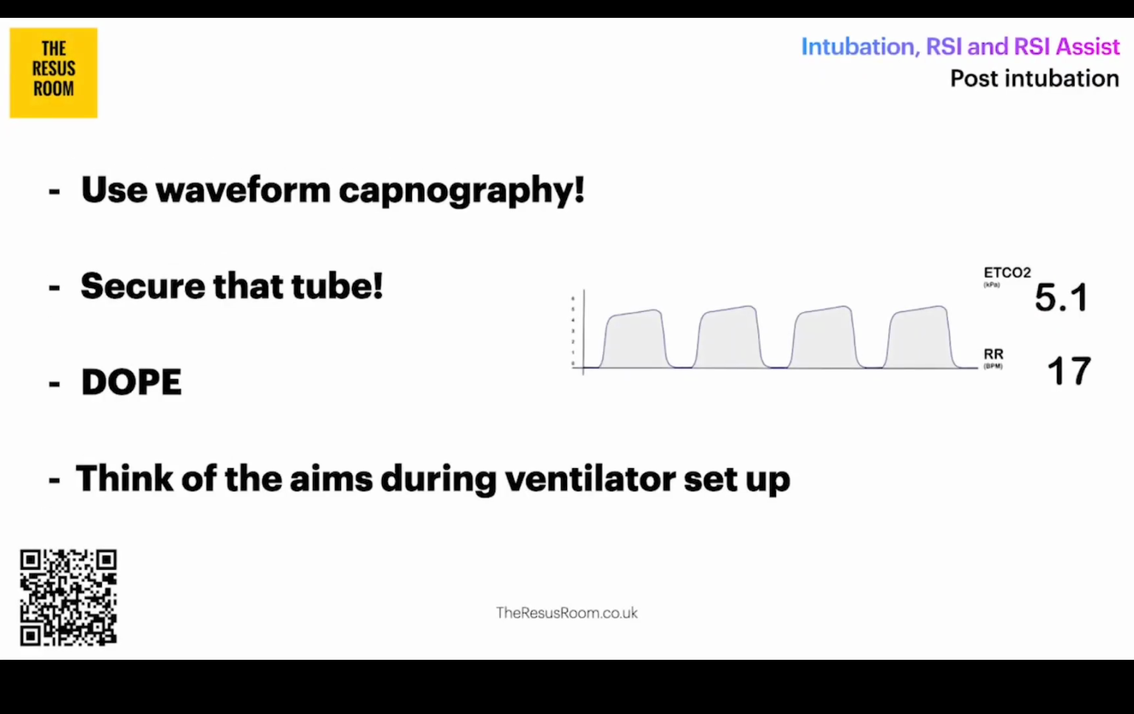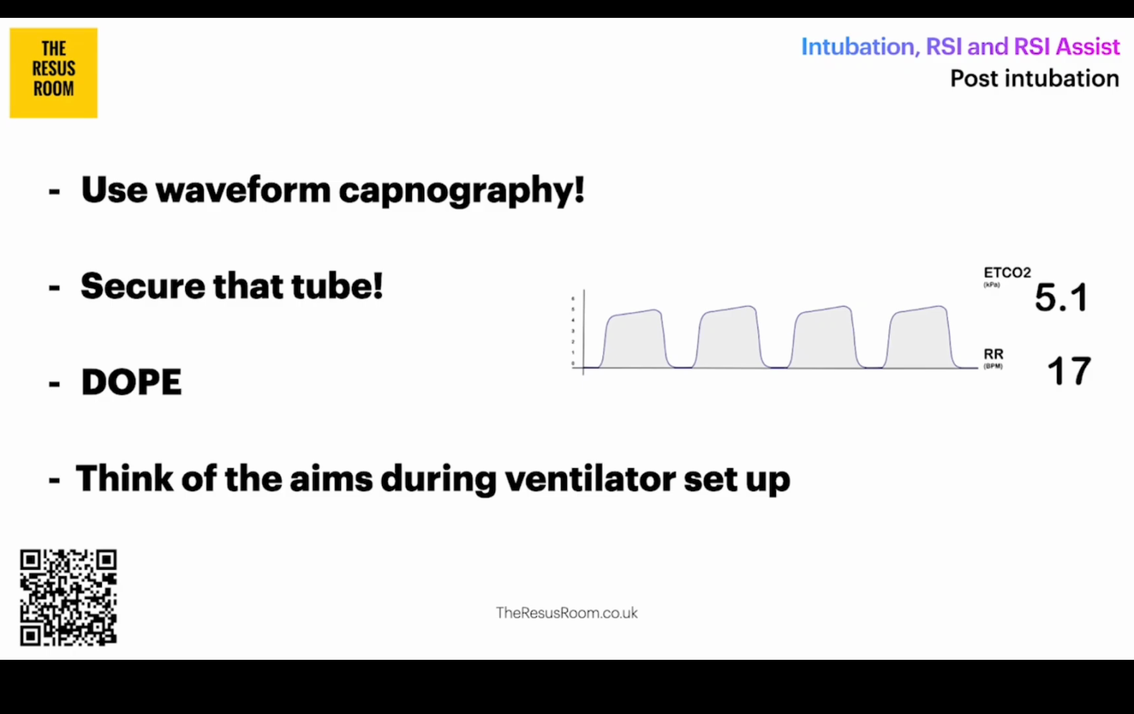So in summary, the gold standard for confirming intubation is waveform capnography. No trace, then that tube is in the wrong place. In addition, of course, you can use those other standard assessments, but that is the gold standard. Once you've confirmed that tube, you need to secure it using whatever methods you have available to you, taking into consideration the exact nature of that case you have.